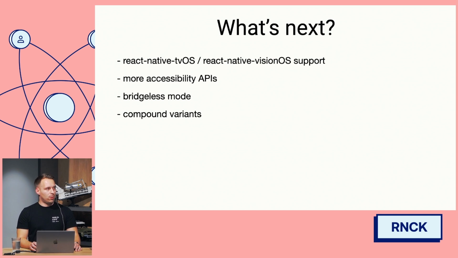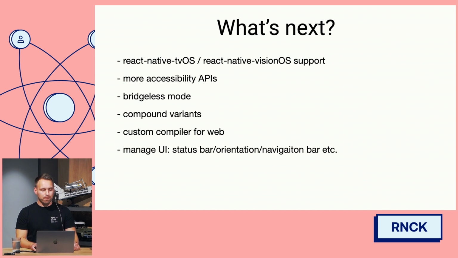I'm also looking into compound variants. Compound variants is like extended variants. We can add additional conditions when, for example, size is large and color is primary, we can inject additional styles. Custom compiler for web. And right now, I'm wondering about React strict DOM. Is it necessary to build my own compiler? Can I use it? I need to explore it.